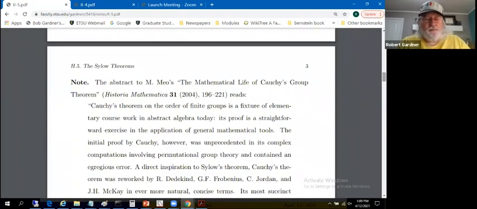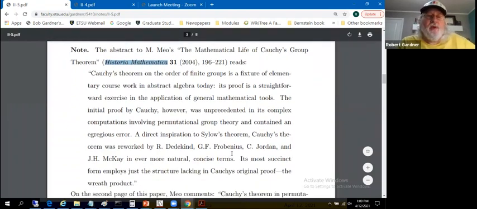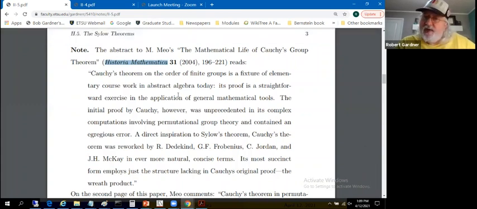Let me quote from a paper by Mio, The Mathematical Life of Cauchy's Group Theorem. This was printed in a history of math journal, Historia Mathematica. The abstract reads as follows. So a little bit about Cauchy's theorem. Cauchy's theorem on the order of finite groups is a fixture of elementary coursework in abstract algebra today. Its proof is a straightforward exercise in the application of general mathematical tools. The initial proof by Cauchy, however, was unprecedented in its complex computations involving permutational group theory and contained an egregious error. So Cauchy messed up.